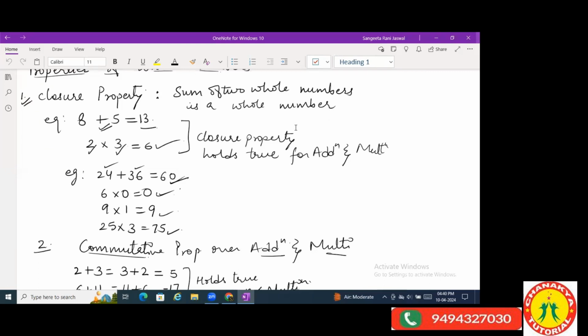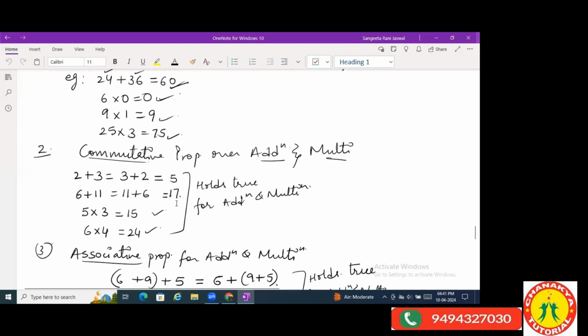Hello, can you hear? Yes, ma'am. So closure property says that if you add two whole numbers, the result is also a whole number. The sum of two whole numbers is also a whole number. This is what the closure property tells us. It applies in the case of multiplication also. If you multiply two numbers, the answer is also a whole number. Even if you multiply a number with the whole number 0, you get 0 only. Okay, 0 is also a whole number.